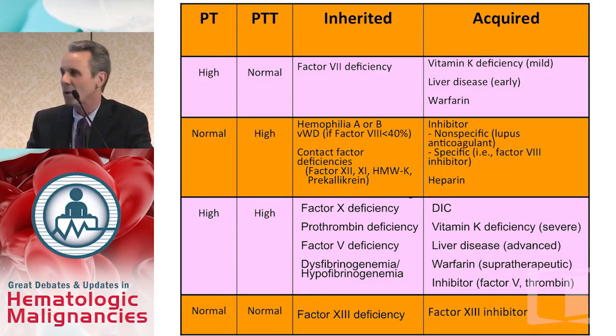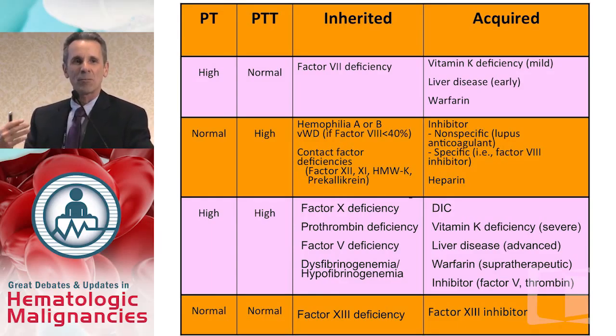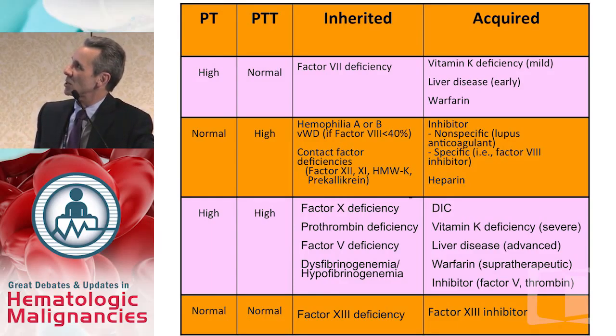So this is the crib sheet. For sake of time, I'm not going to go through it, but many of the cases will illustrate it. Some people get baffled by the people who have a prolonged PT and a normal PTT, and really there's only one inherited problem, factor 7 deficiency, or you can have factor 7 deficiency that's somewhat more selective than deficiencies of other factors due to early warfarin use in particular, liver disease early, and of course vitamin K deficiency.